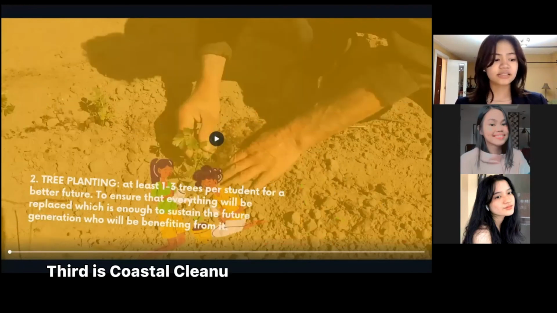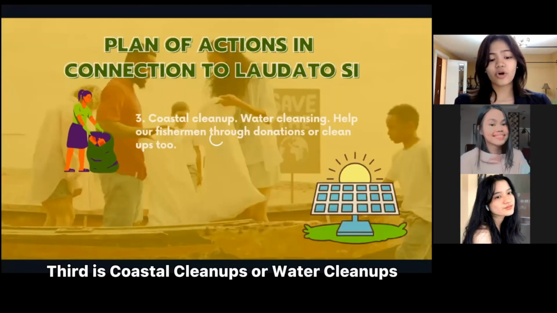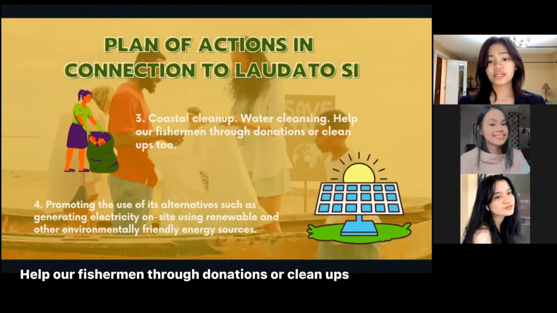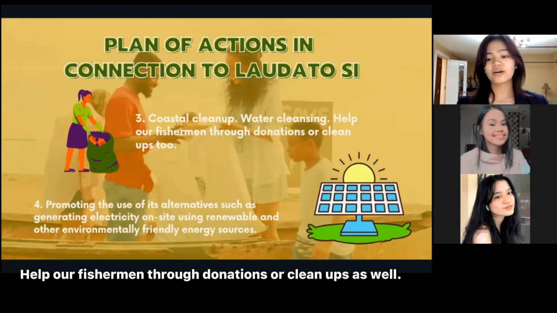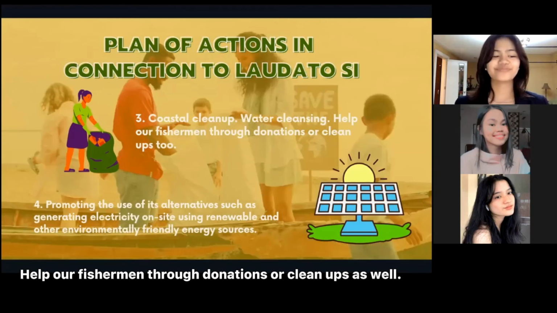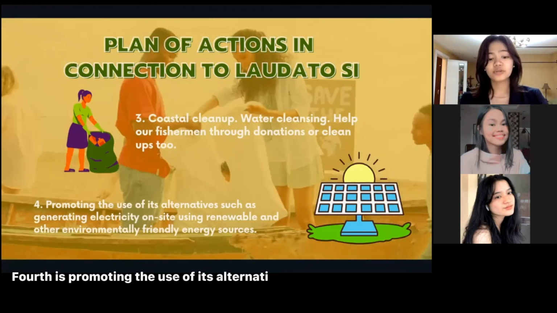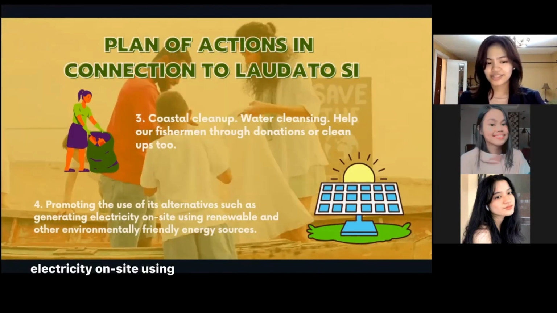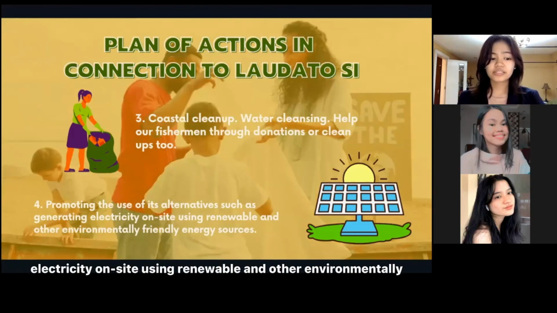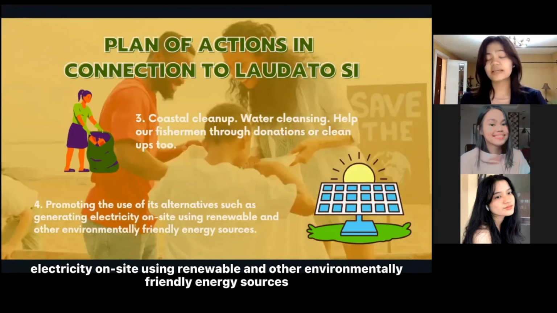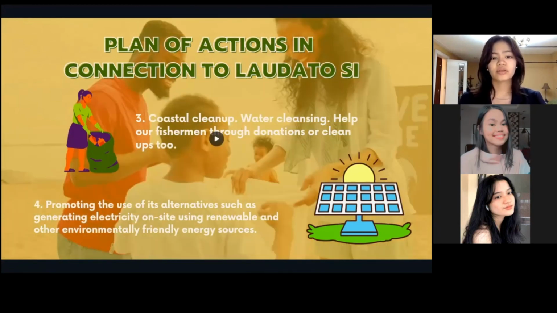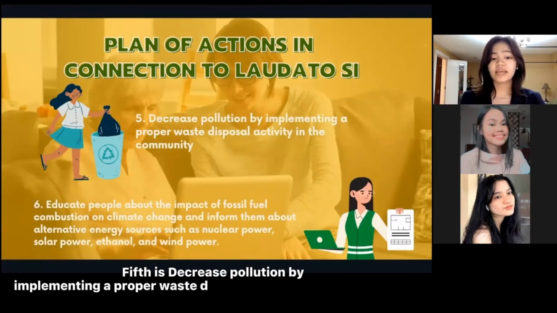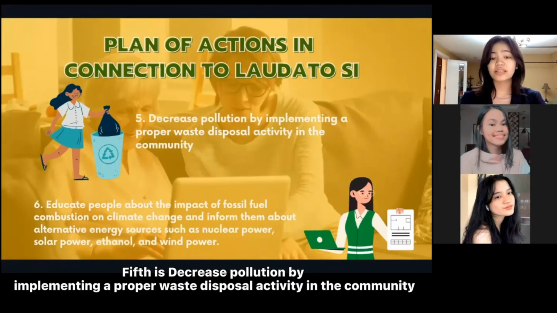Third is coastal cleanups or water cleanups. Also, helping our fishermen through donations or to clean up as well. Fourth is promoting the use of alternatives such as generating electricity on site using renewable sources and other environmentally friendly energy sources. Fifth is decrease pollution by implementing a proper waste disposal activity in the community.